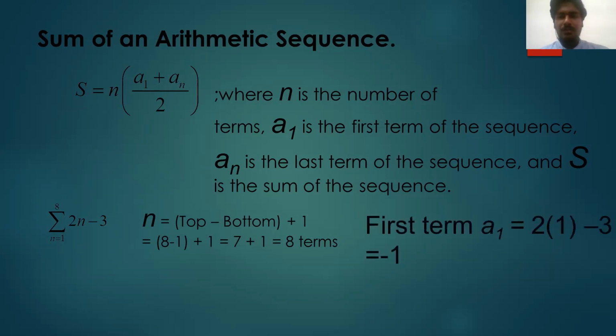The first term is 2 times 1 minus 3, where 1 is the value of n, so we get 1. The equation is 2n minus 3. So 2 times 1 minus 3 is equal to minus 1. And the last term a_n is equal to 2 times 8 minus 3, which is equal to 13.